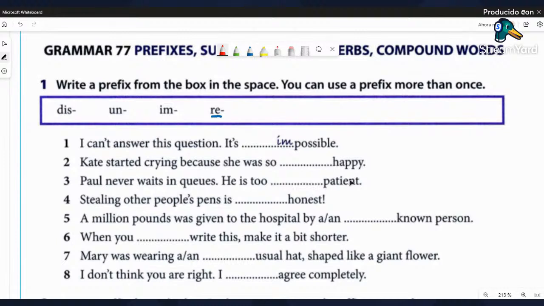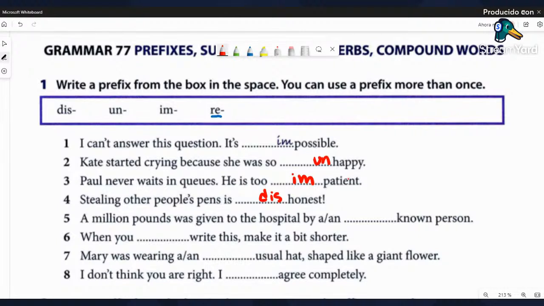Well, here it would be unhappy. That'll be the correct word. Yes, unhappy. So she was so unhappy. Number 3, Paul never waits in queues. He's too impatient. Impatient. The person is not patient. Number 4, stealing other people's pants is dishonest. Dishonest. You see? So I'm using the prefixes.